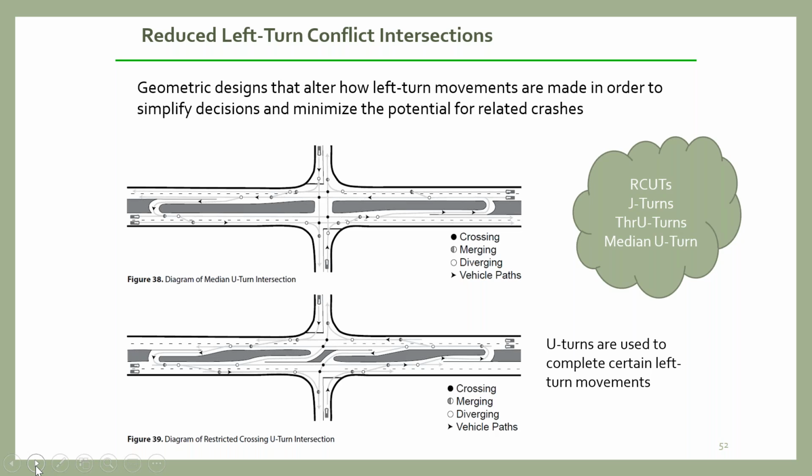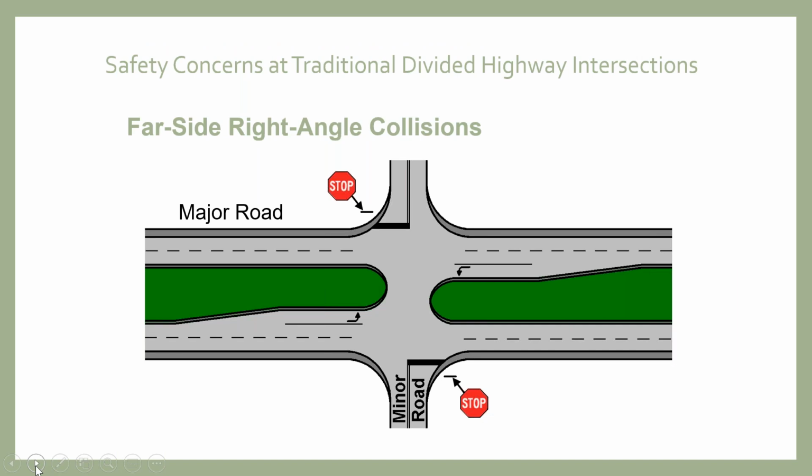So in the case of a restricted crossing U-turn, for example, it's a great application at something like a multi-lane divided highway, like a rural higher speed multi-lane divided highway where the minor street is stop controlled. The major road doesn't have any stopping or signal control. And at these types of intersections, rural areas are great examples of this.